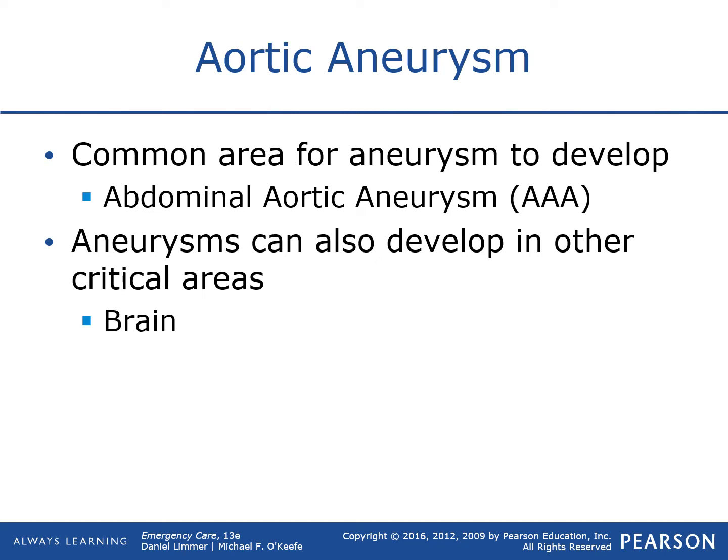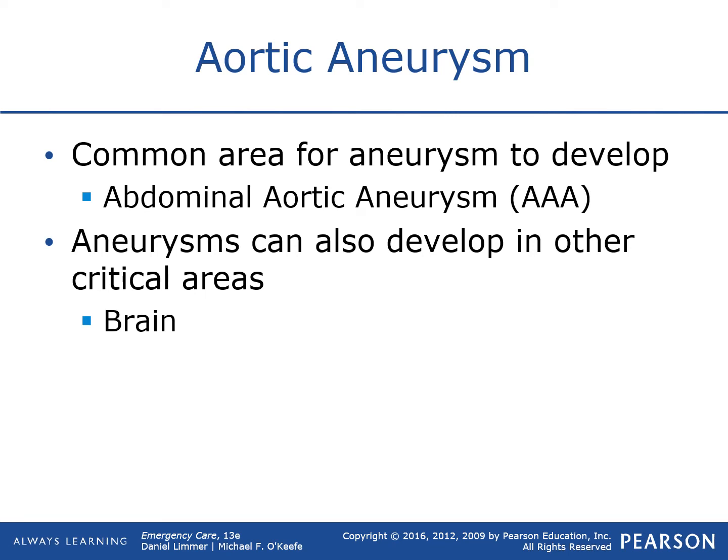So you have your carotid arteries come off your aorta right there at the turn. Your brachial arteries come off your aorta at the turn. But it makes a big curve and then it heads down to get to your abdomen and legs. So a common area for that aneurysm to develop is in your abdomen, and we call that an abdominal aortic aneurysm, or otherwise referred to as a AAA.